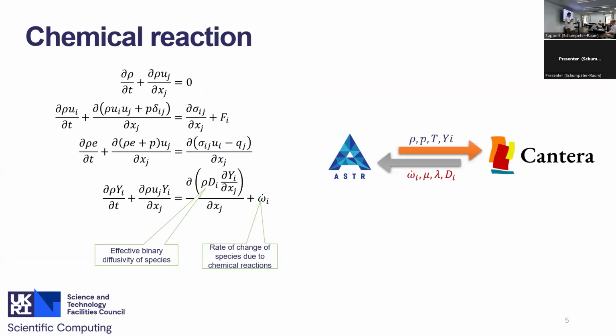We couple Astra with the chemistry library Cantera, which enables Astra to simulate reacting flows. It is quite straightforward because Astra is a Fortran code and Cantera provides a Fortran interface. At each time step, Astra passes the flow variables like pressure, density, velocity, and mass fraction to Cantera, and Cantera returns chemistry-related parameters, such as the effective binary diffusion of species and the rate of change of species due to chemical reactions. So everything works.